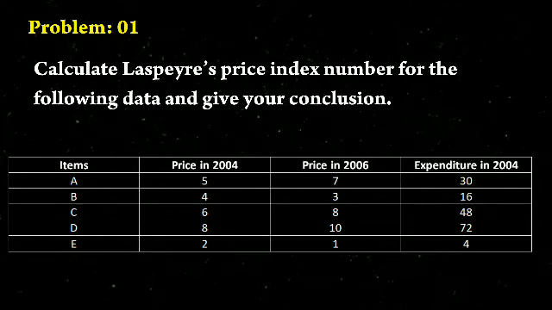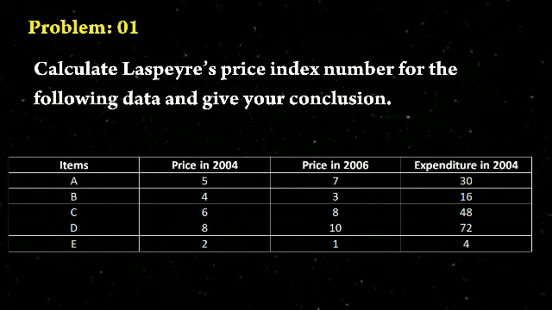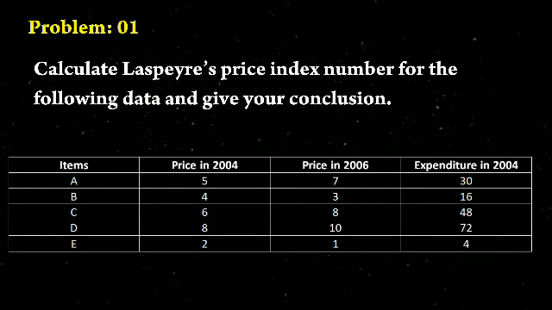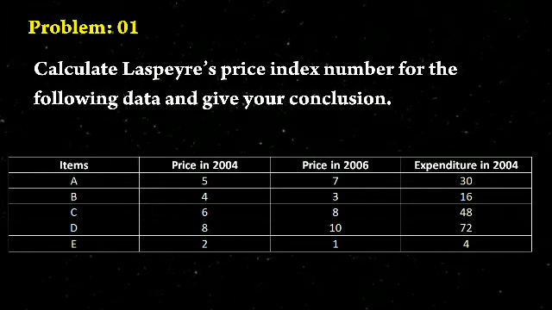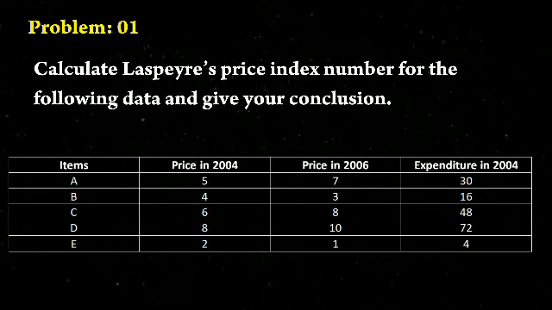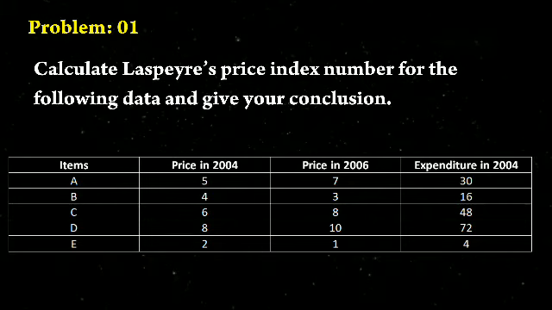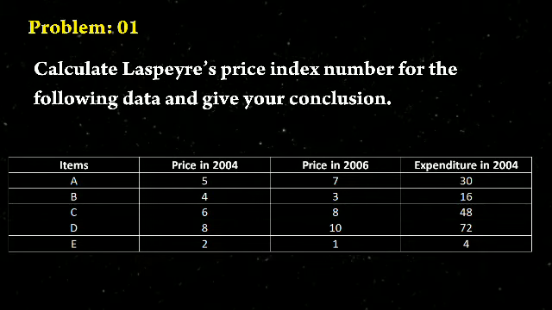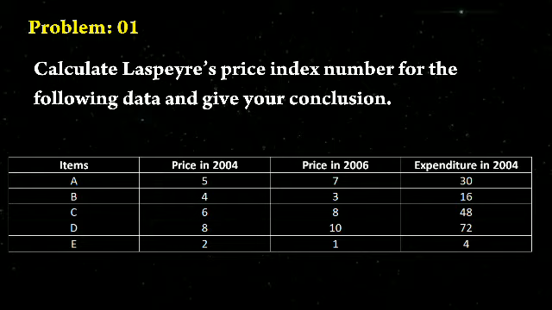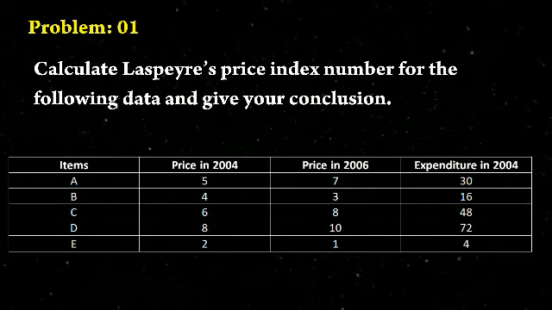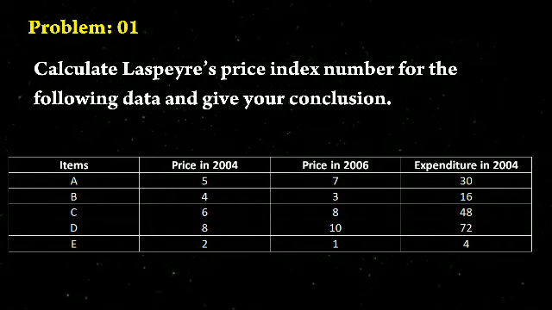As you all know, expenditure is the product of price into quantity. Since these are the base year expenditure values, base year price into base year quantity will give you expenditure. So P naught Q naught will be the expenditure value. Now your question is to find last year's price index number.